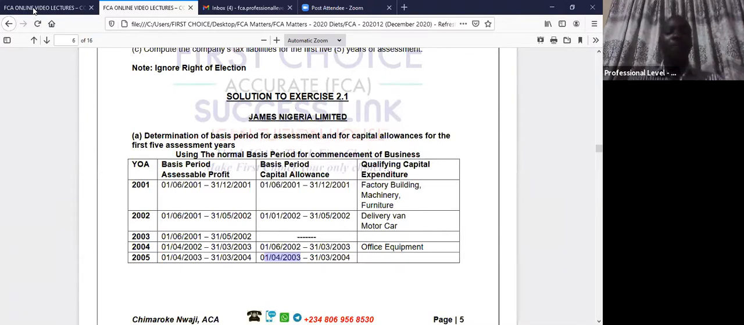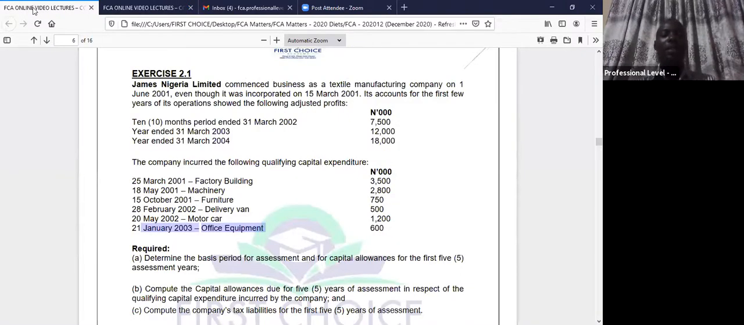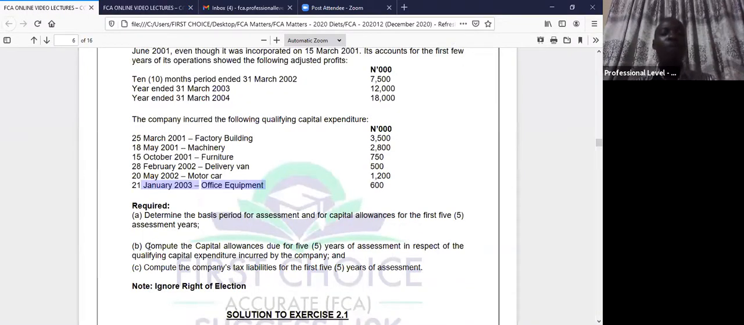Let's get to the second part of the question, the B part. We said compute the capital allowances due for 5 years of assessment in respect of the qualifying capital expenditure incurred by the company. We're asked to compute the capital allowances.